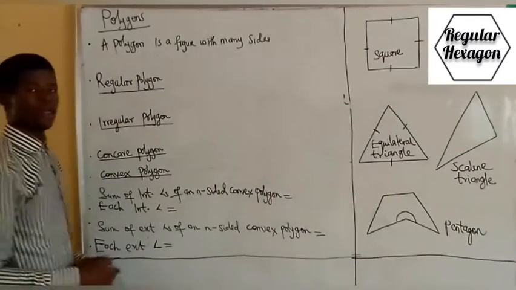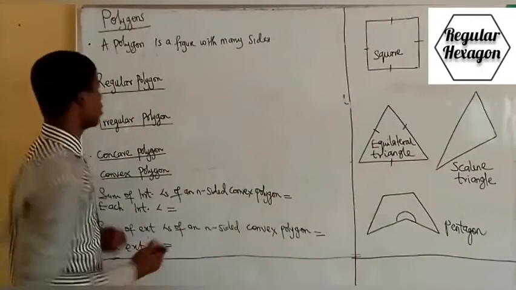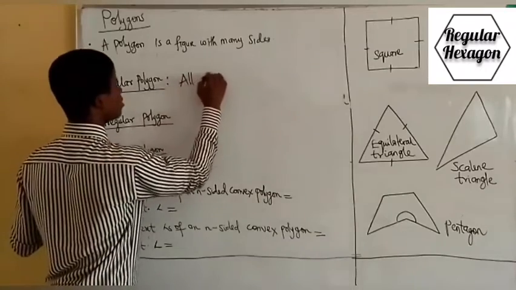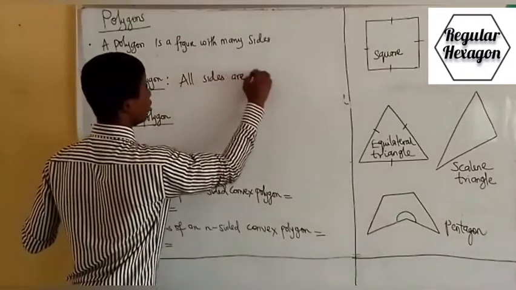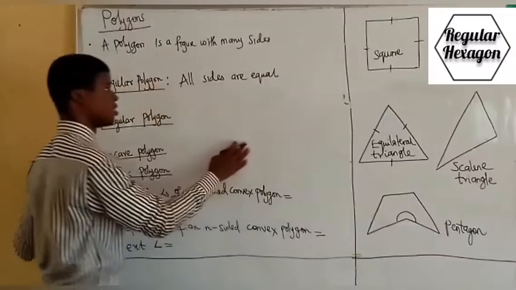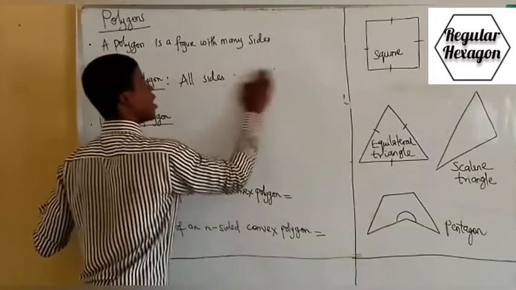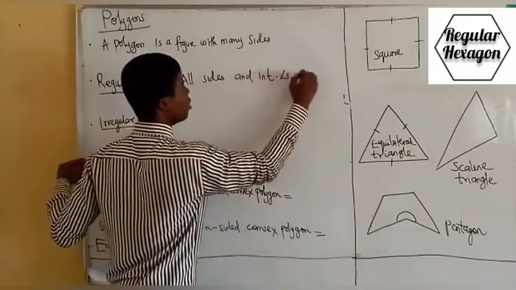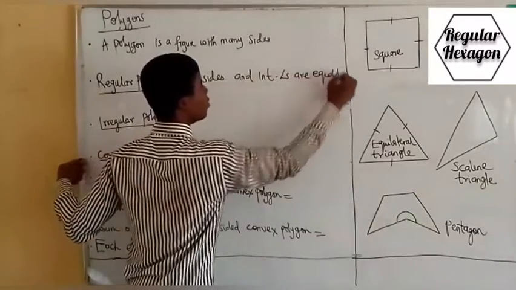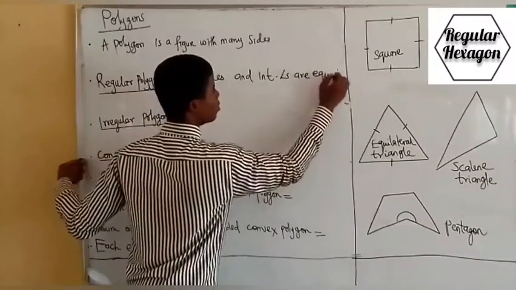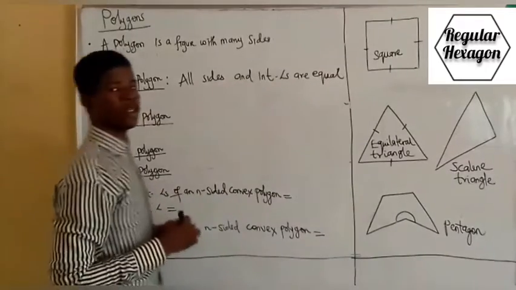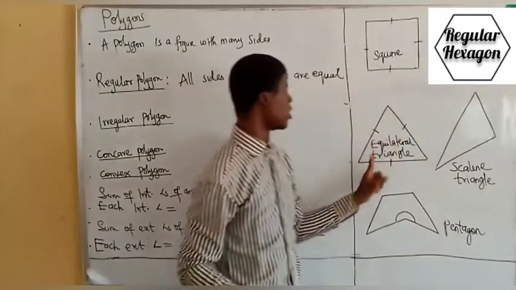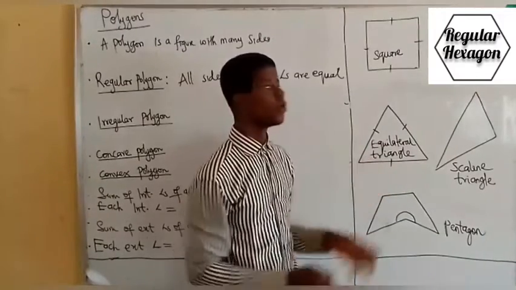We can classify a polygon as either regular or irregular. For a regular polygon, all sides are equal. Not just the sides, all sides and interior angles are equal. So for a regular polygon, all the interior angles and all the sides are equal. Look at the square. Look at the hexagon. Look at an equilateral triangle. They are all regular polygons.